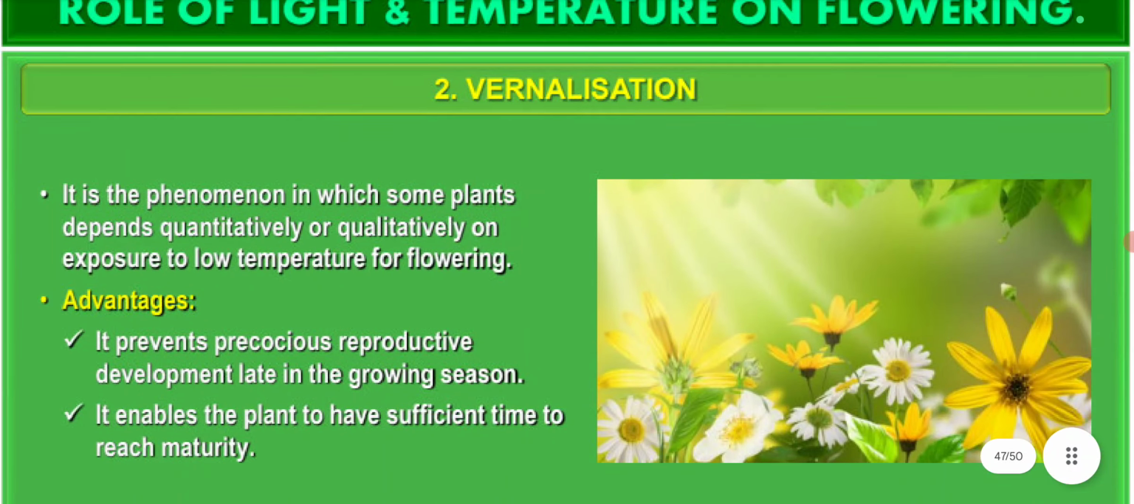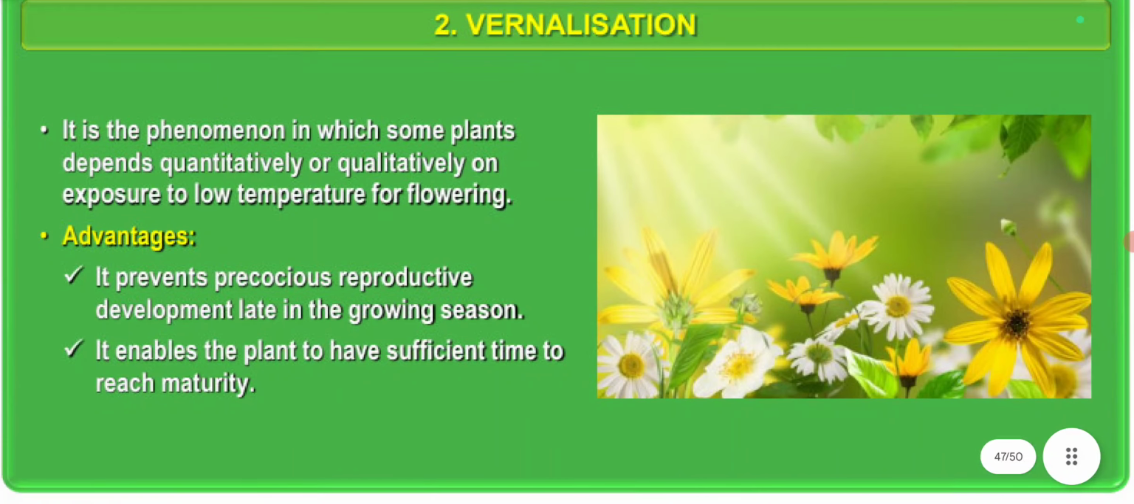Next is vernalization. I told you it is the phenomenon in which some plants depend quantitatively or qualitatively on exposure to low temperature for flowering. Advantages: it prevents precocious reproductive development late in the growing season. Precocious means ripening before the natural time. It enables the plant to have sufficient time to reach maturity.